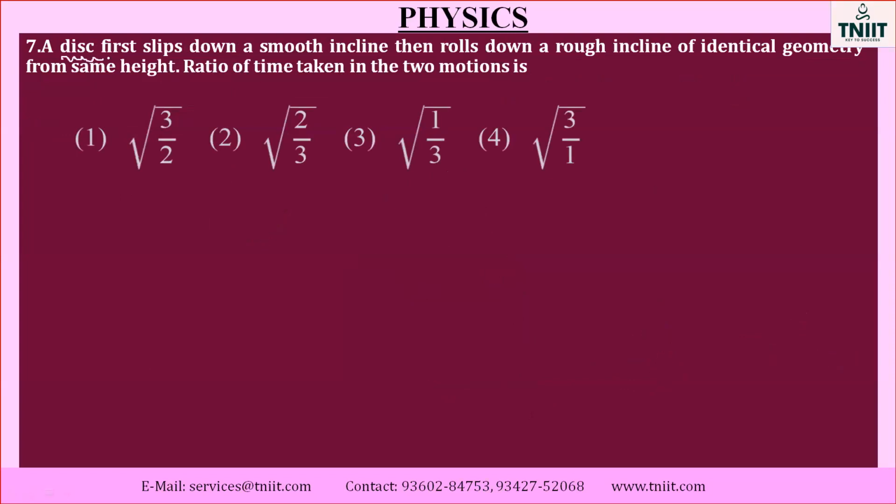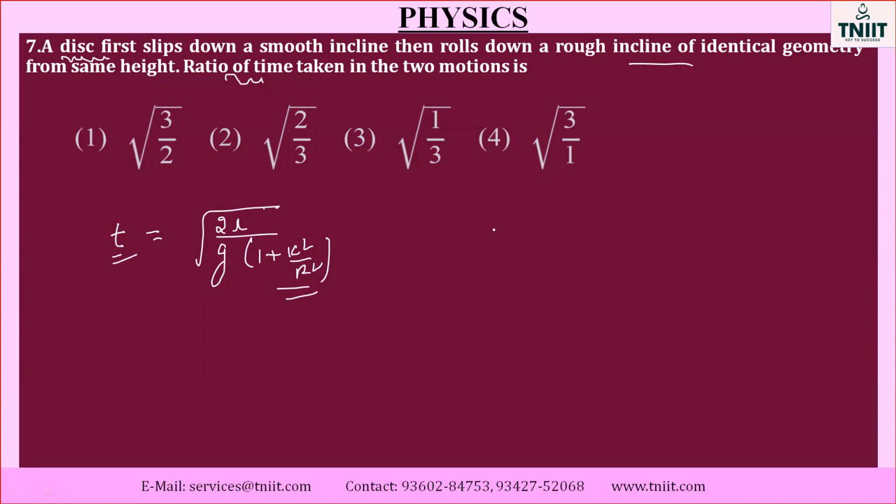This is the disc. It slips on the rough inclined plane. What is the ratio of the time taken in the two motions? Please remember the formula, students. Time taken is given by the formula root of 2L divided by g into 1 plus K squared by R squared. So T is directly proportional to the root of this term.